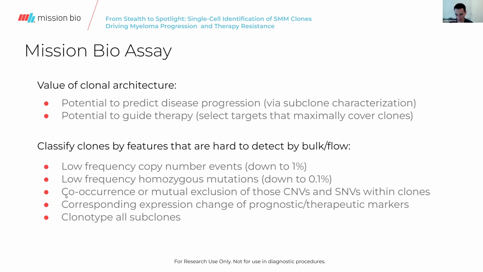With our clonal platform, we can look for the co-occurrence or the mutual exclusion of various molecular attributes within those clones. We can tie those to prognostic and therapeutic markers, such as BCMA, and then we can clonotype these, which is valuable for both understanding the expansion of disease, but also tying to other frontline assays, such as clonoSEQ.